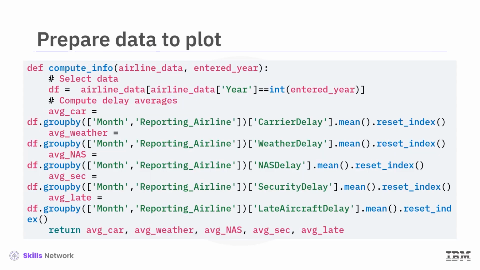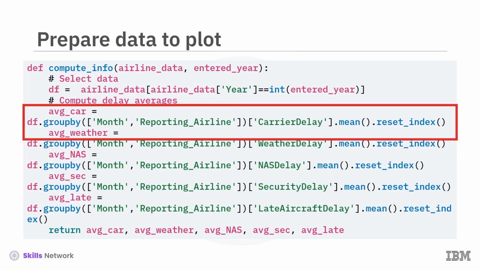For the year input by the user, we need to compute the airline data and make charts and plots. 1. Let's call this function compute_info. Pass the dataset and the input year as arguments. The function should return all the average delays for that year. 2. Within this function, we will aggregate the specific delay by grouping the dataset by the month and the reporting airline features. You can compute all the delays as individual plots, but best practice would be to create a function.